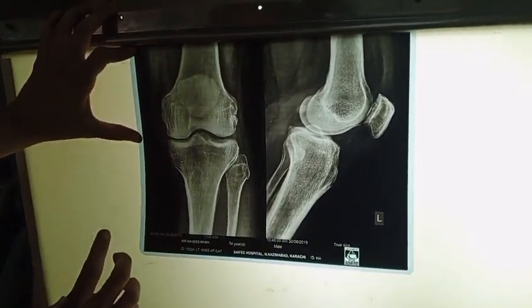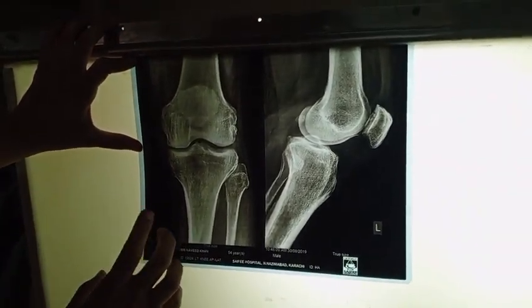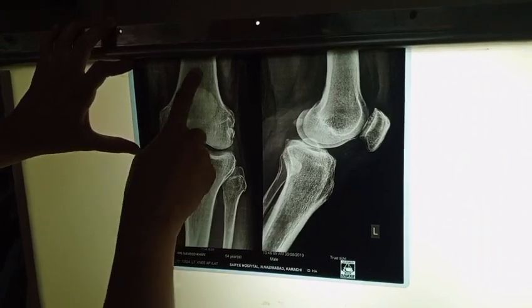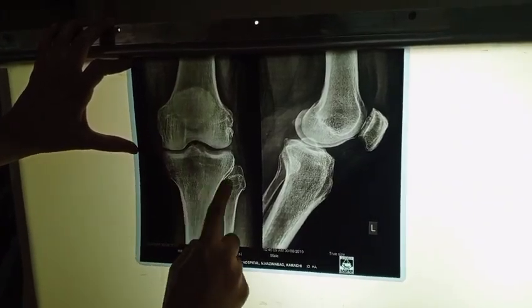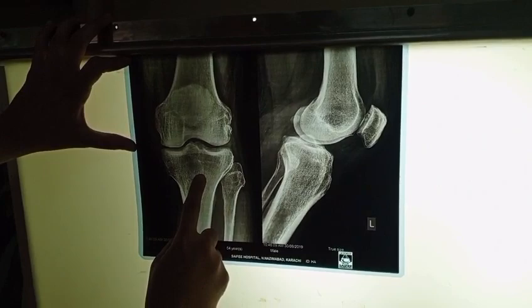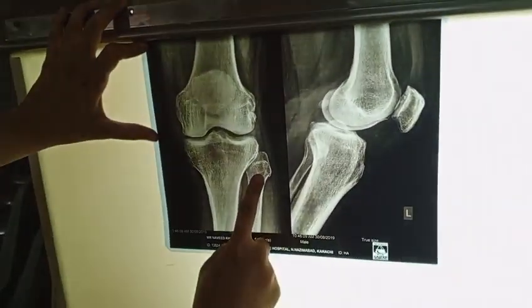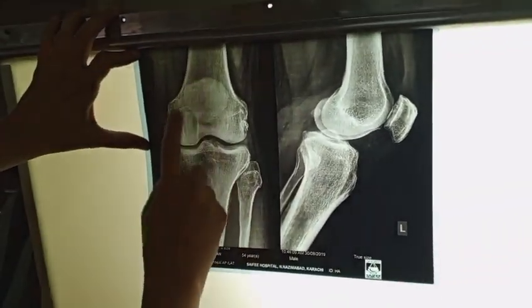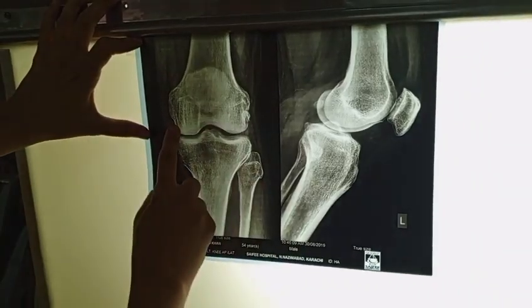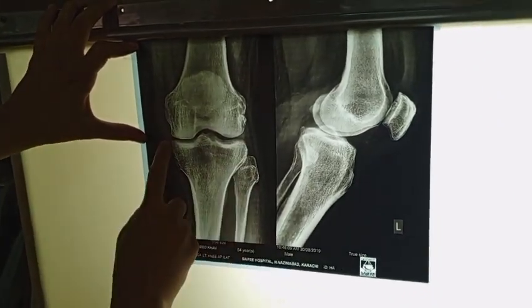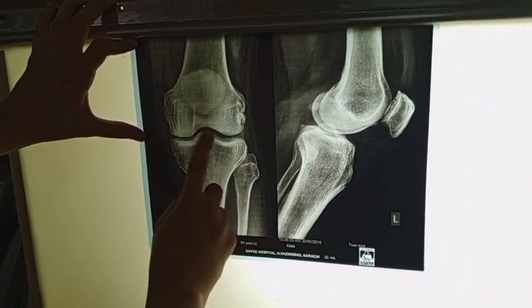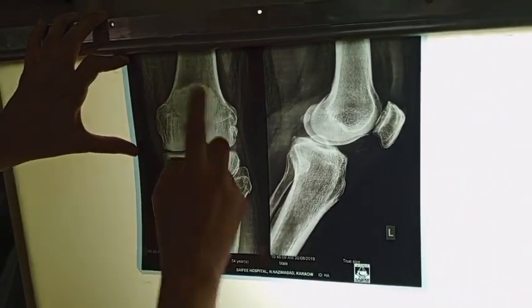The most commonly asked questions or markings on the lower limb are: first you need to identify the bone. This is femur, this is tibia, this is fibula. Tibia is present on the medial side and fibula is present on the lateral side. This is the lateral condyle, this is medial condyle, this is also lateral condyle, this is also medial condyle, this is intercondylar eminence, this is patella.